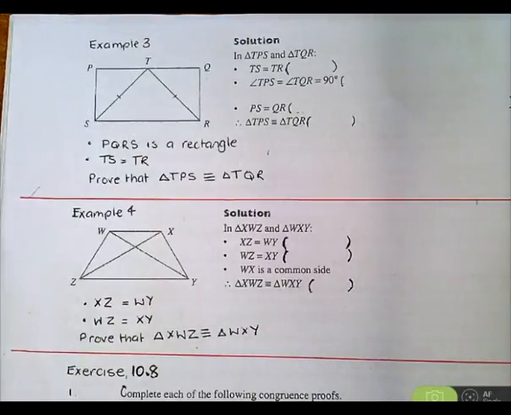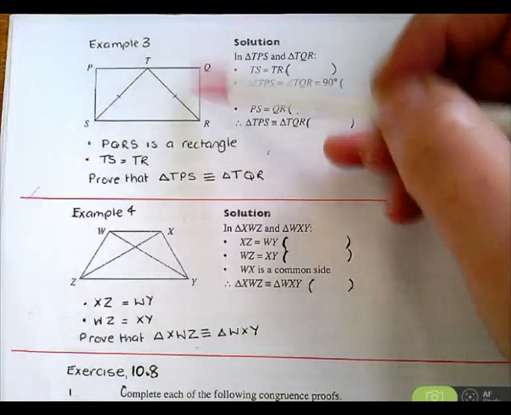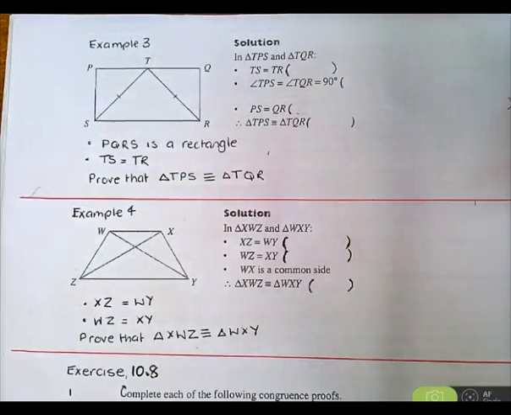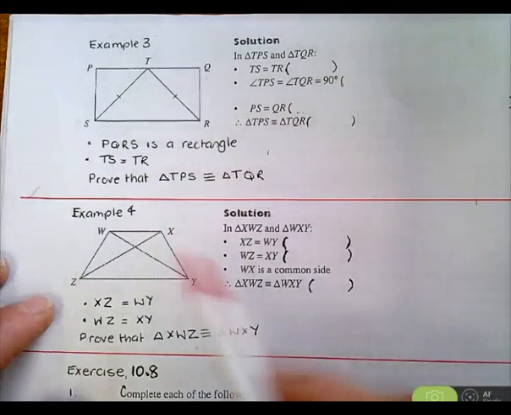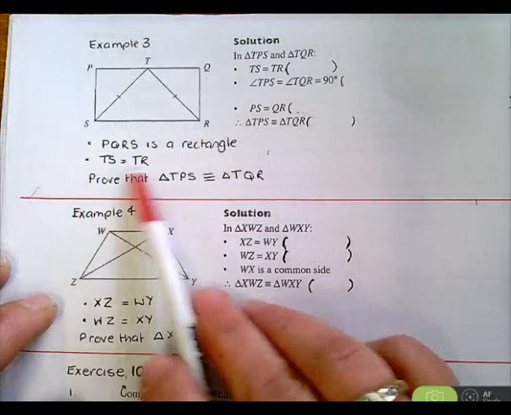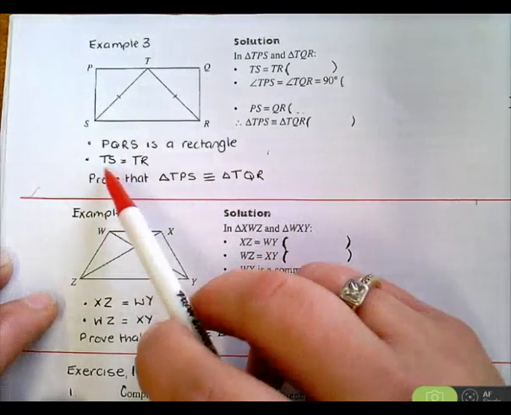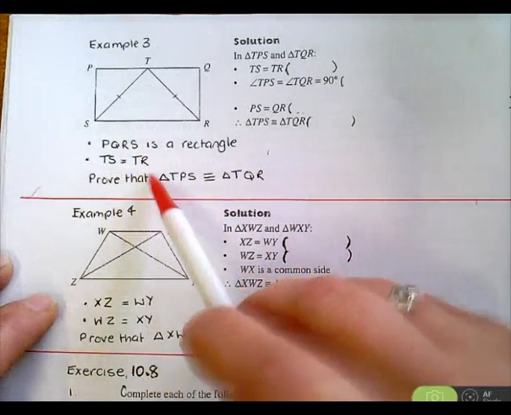Opposite sides are equal. All the angles are right angles. Opposite sides are parallel, all the angles are 90, opposite sides are equal, so we can use any of that information. And we're given that TS equals TR. Can you see that that's actually given? They've spelt it out. TS equals TR.